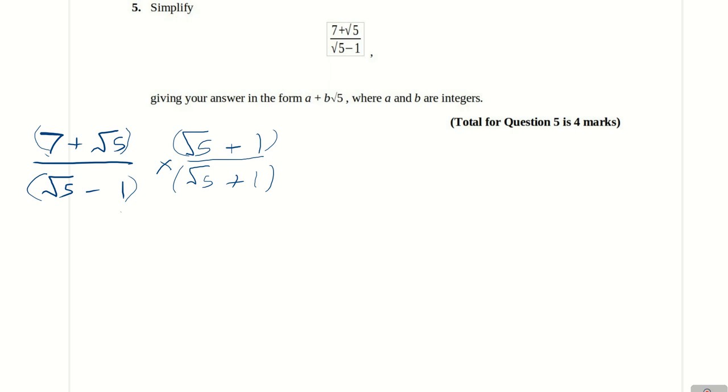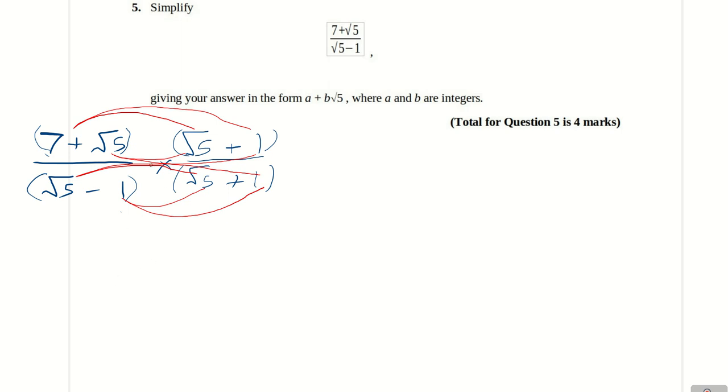So what we need to do now is multiply or expand the brackets on the top and the bottom. And remember, we do that by expanding each term, by multiplying each term in each of the brackets by each term in the other bracket. So let's have a look.